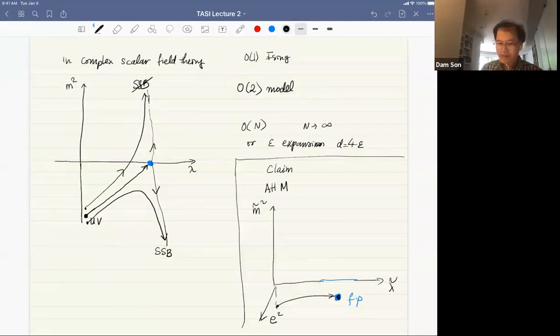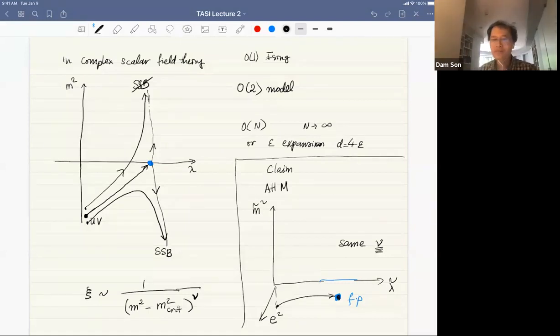And all the critical exponents between the two sides should coincide. One of the critical exponents is how the correlation length diverges as a function of the tuning parameter. So the correlation length should grow as one makes the bare m squared approach the critical value of m squared, and I think the parameter here is called nu. And the claim is that here I have the same nu, the same critical exponent, and all the other critical exponents, not just nu.